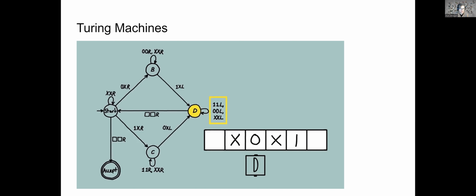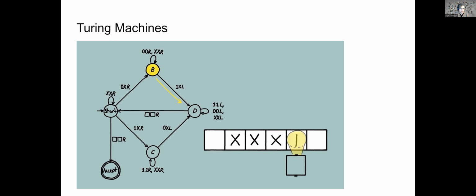It says, I keep moving the scanning head to the left, ignoring everything. If I see a 1, I leave it as a 1. If I see a 0, I leave it as a 0. And if I see an X, I leave it as an X. I keep moving until I reach a blank square, which indicates I've reached the beginning of the list of symbols. I then move 1 square to the right and go back to the start state to repeat the whole process.